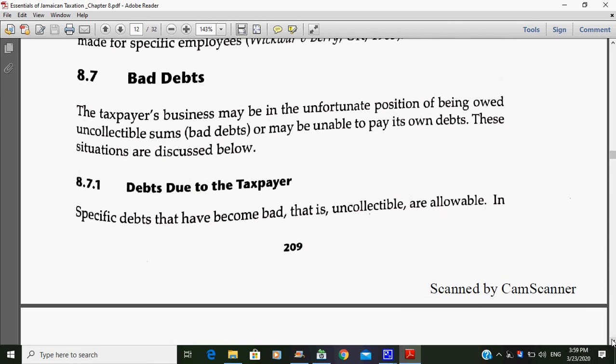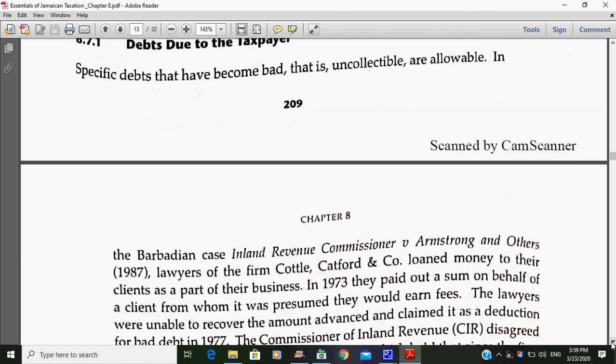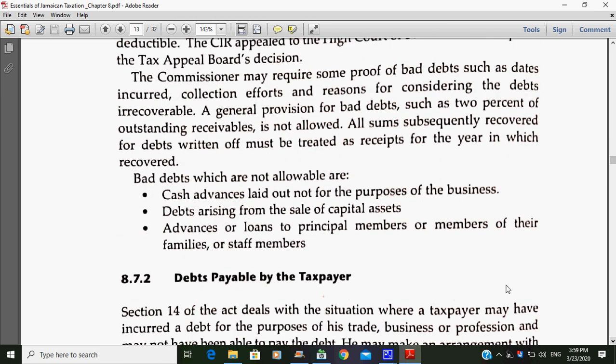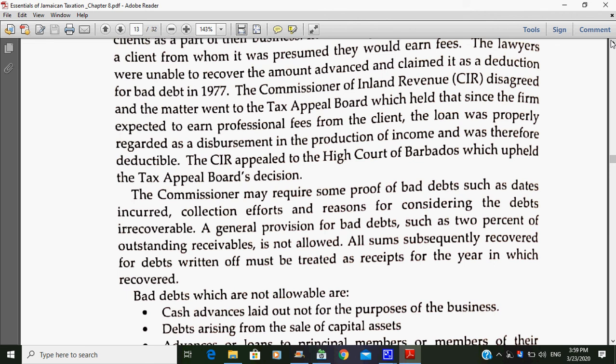Alright, now, debts due to the taxpayer, meaning specific debts that have become bad, that is uncollectible, are allowable. Alright, as in debt due to you. The commissioner may require some proof of bad debts, such as the dates incurred, the efforts made, and reasons for considering the debts irrecoverable.